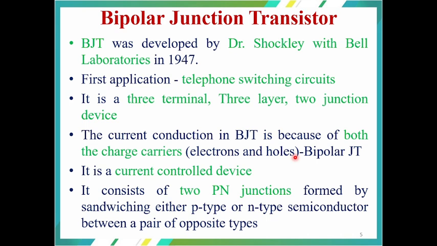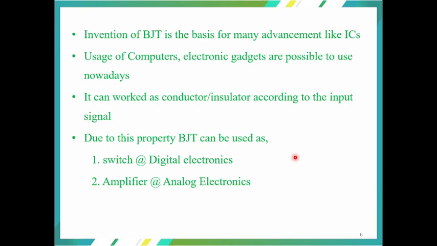The current conduction in the bipolar junction transistor is because of both charge carriers, electrons and holes, hence bipolar junction transistor. It is a current control device. It consists of two PN junctions formed by sandwiching either N-type or P-type semiconductor between a pair of opposite types. The invention of the BJT is the basis for many advancements like integrated circuits, and usage of computers and electronic gadgets is possible nowadays.